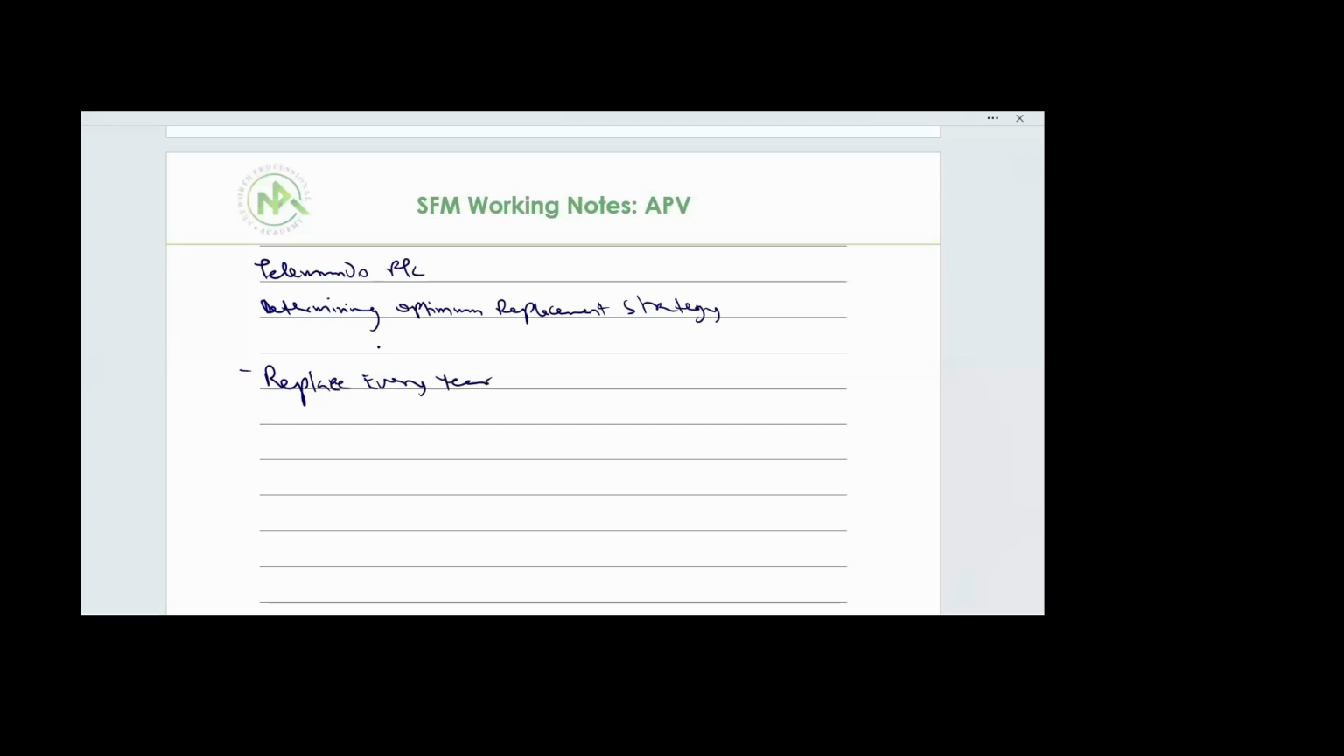So if you want to replace the machine every year, then what is the NPV of year one? So we are going to calculate NPV the normal way you do it. Description of item, cash flow, discount factor. What's the cost of capital from the question? Let's check. Yes, cost of capital of 10%. So at 10%, then we calculate the present value.